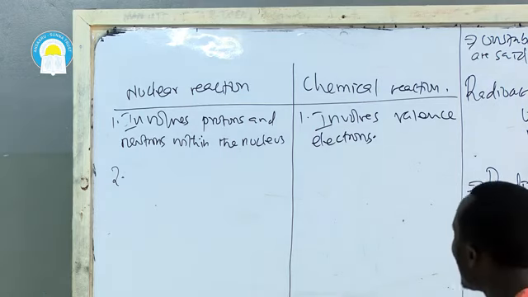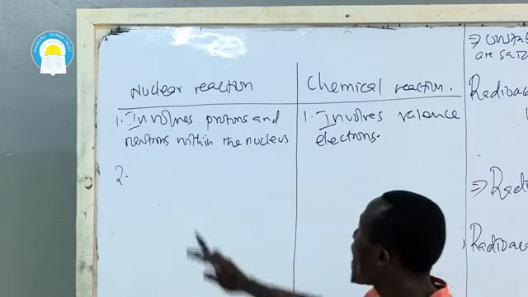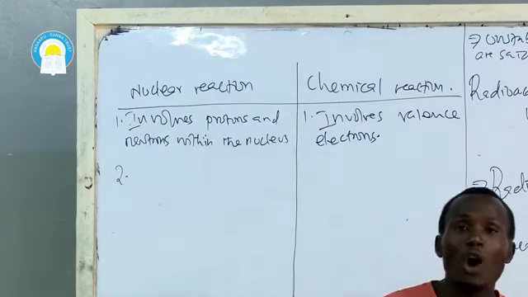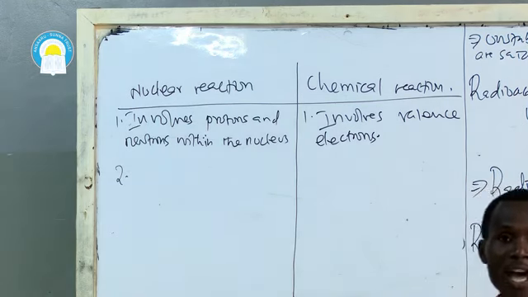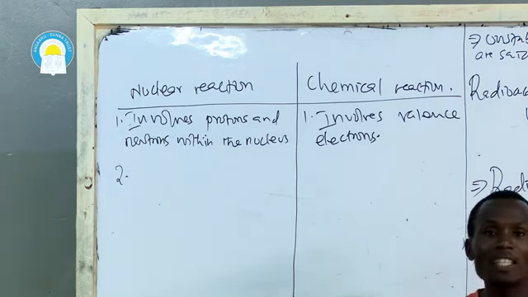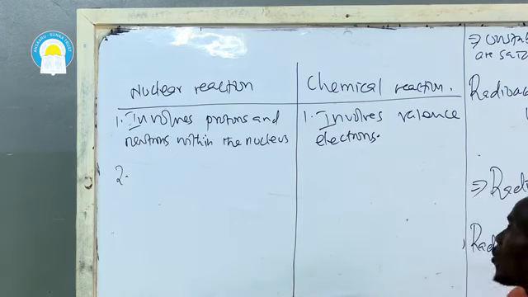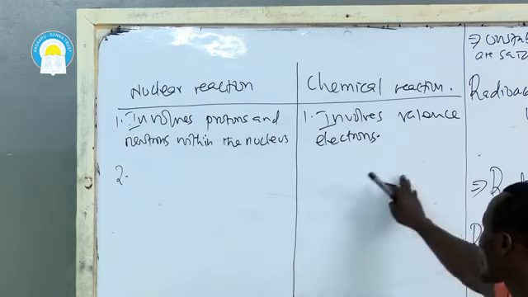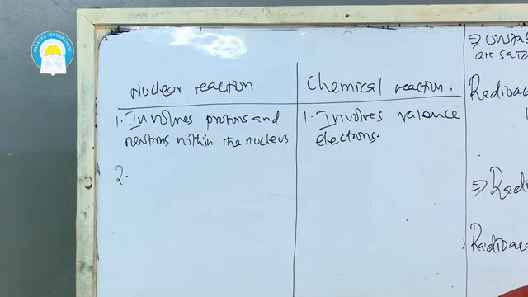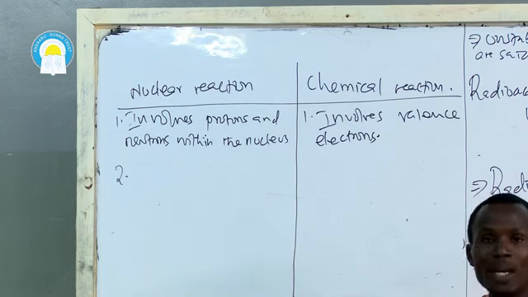The second is in terms of energy being released or absorbed. In a nuclear reaction, there is no absorption of energy. Always there is release of energy, and a large amount of energy is given out. That is why we use nuclear reactions in production of electricity. And in a chemical reaction, energy will either be absorbed or released, and only a small amount.